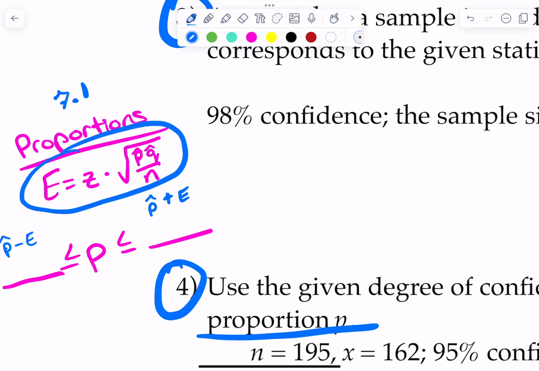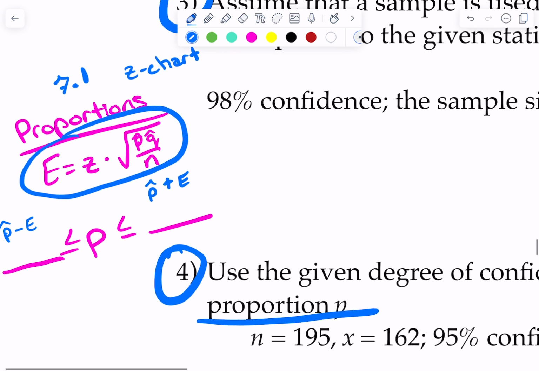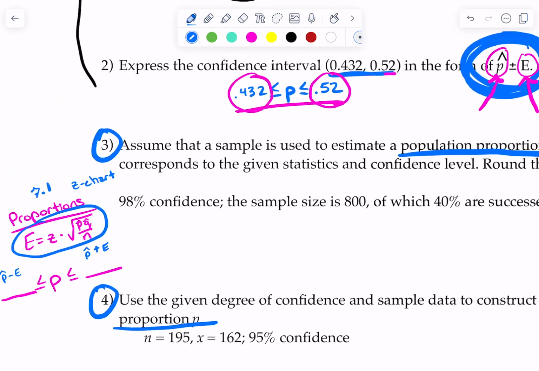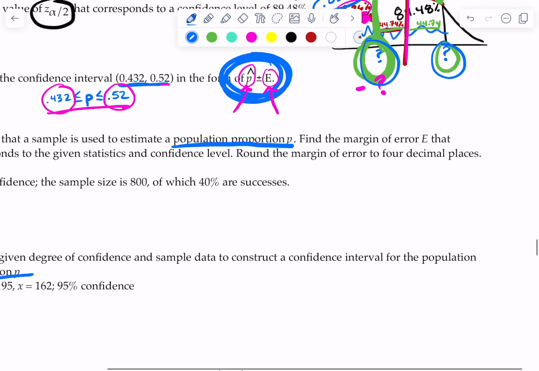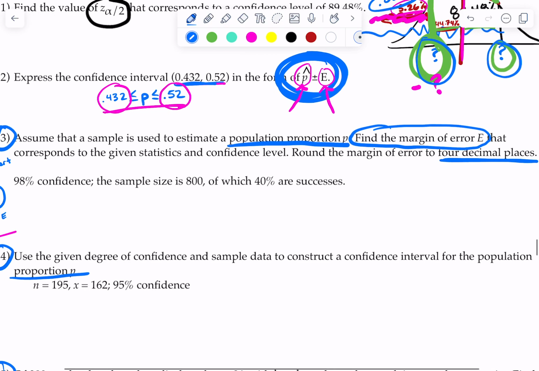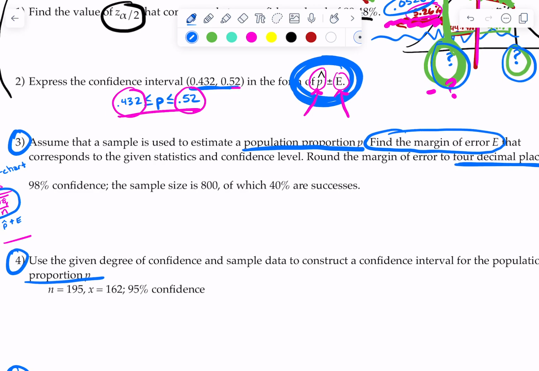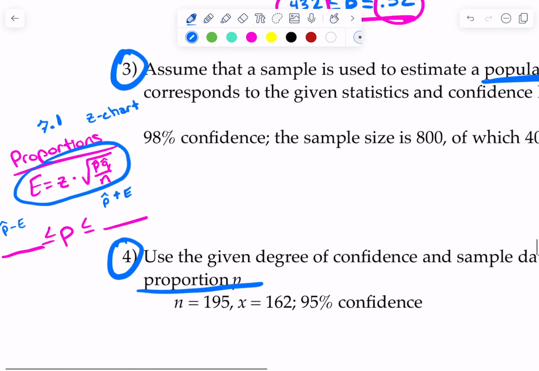Which chart do you use for this section? The Z chart. No doubt about it. There is only one chart. The Z chart's the one in the bottom corner. That's the numbers that you go off of. So to calculate the error, you do that guy. And then you add and subtract the error from your P hat to find the confidence interval. Now, number 3 is only asking you to find the margin of error and round the error to 4 decimal places. That is all. You don't have to actually construct the confidence interval. You're just finding the margin of error.